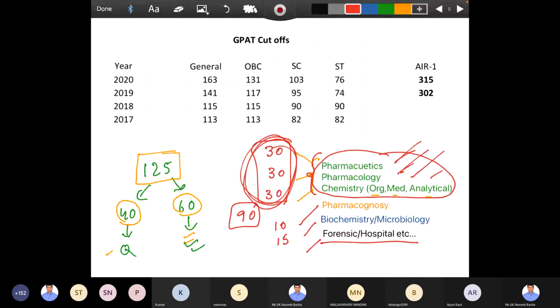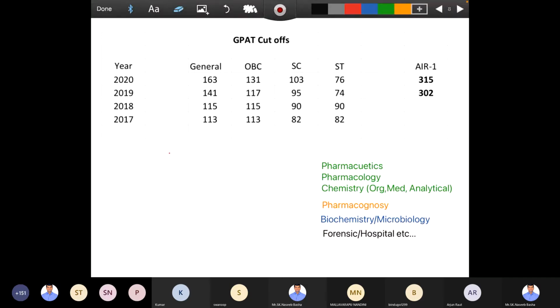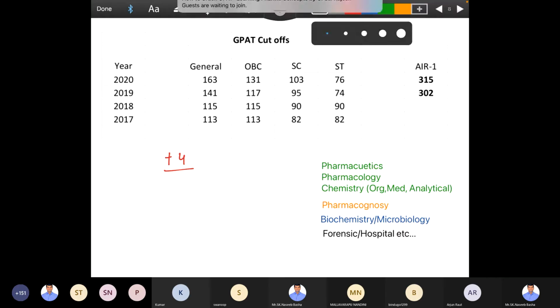So remember these things. Now, let us understand one more thing. For each positive question, you will get 4 marks, but for negative, you will get -1.